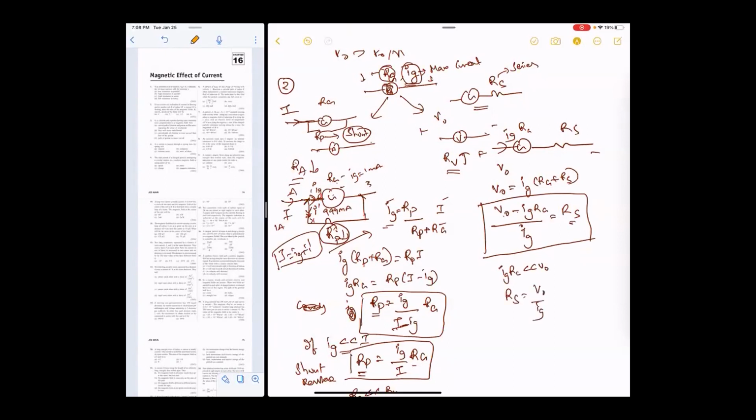It is very easy. How much resistance should be connected in series? It means V naught by IG. I'll give you a question, we'll solve it. Don't worry. So these are the two formulas finally which you have to remember. Generally, I is very small. If it is a difficult question, they will give this I comparable, so you have to check it.